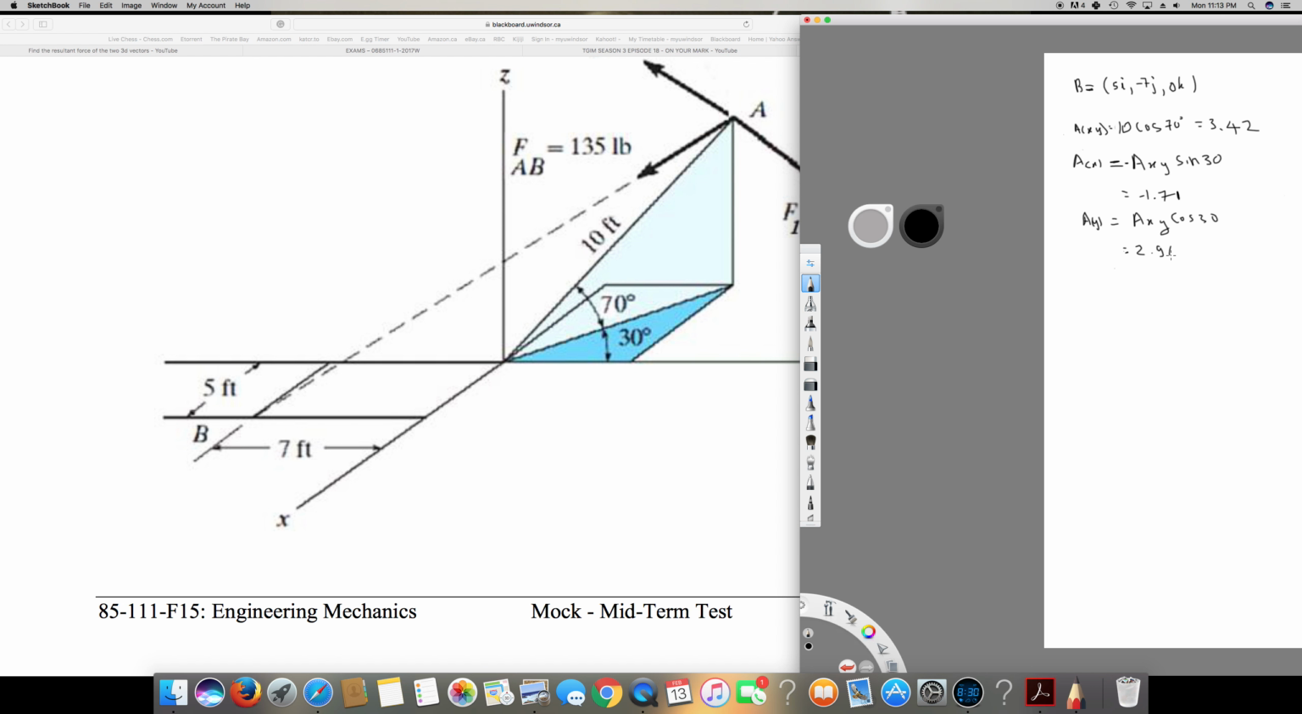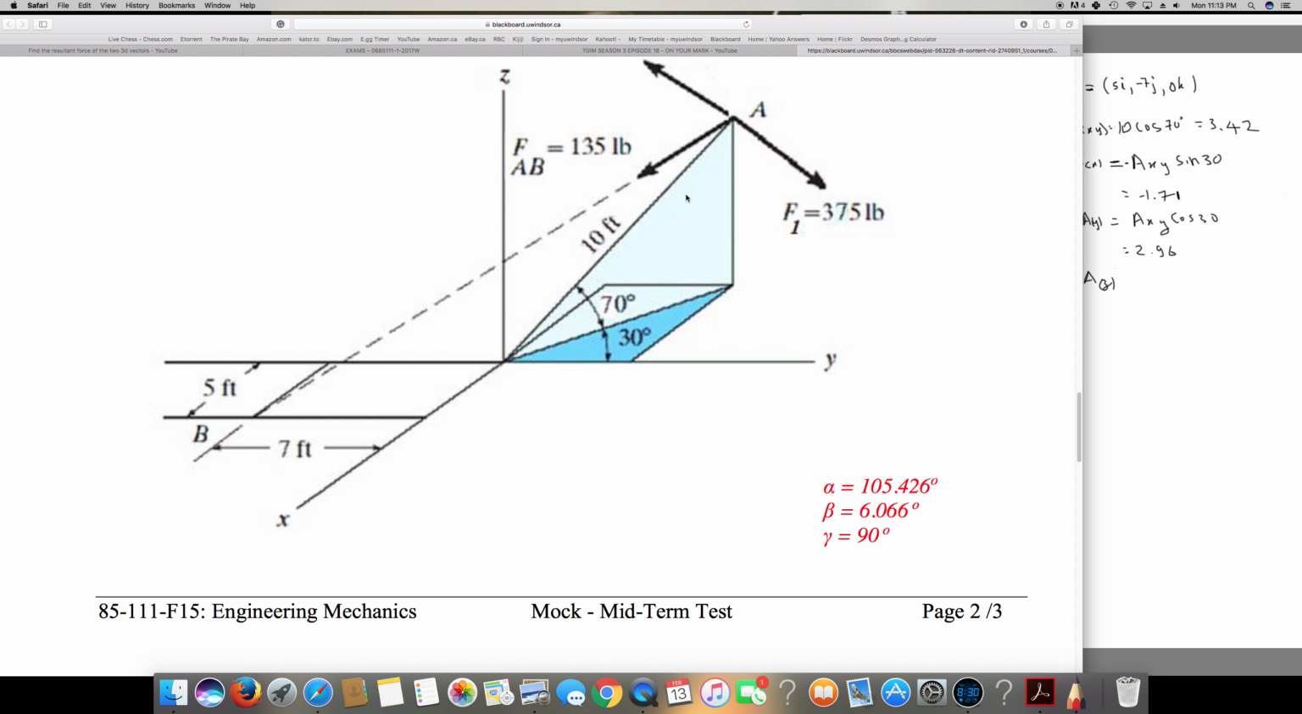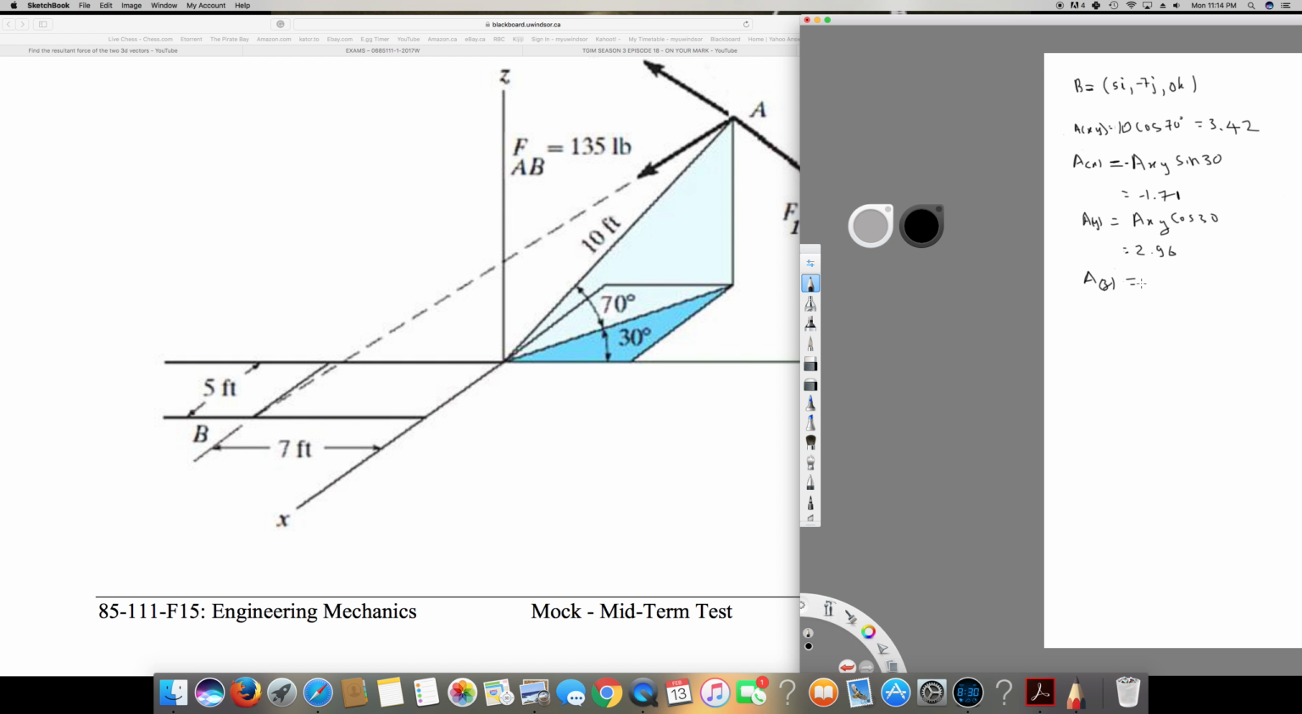Now I am going to calculate the z component. Z is just the height, so I can directly apply the 70 degrees with this 10 feet. So it's going to be 10 sine 70 for my z-axis. 10 sine 70 is going to be 9.39, and it's positive because it's on the upper side. So these are my xyz values.